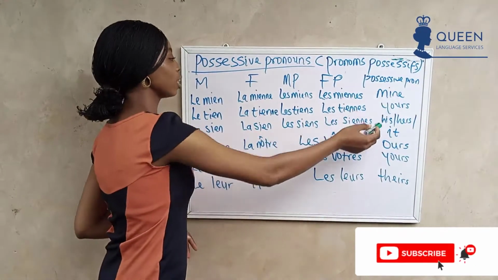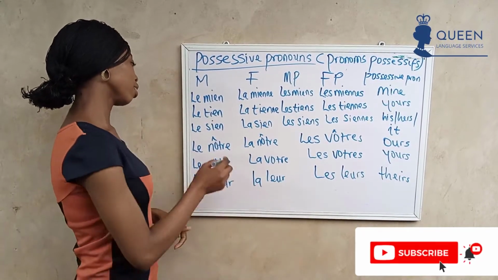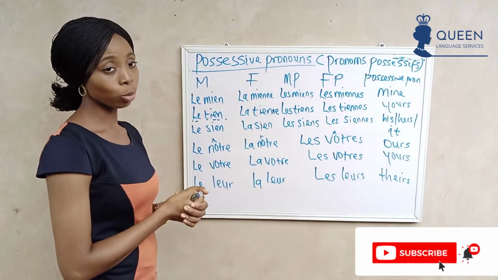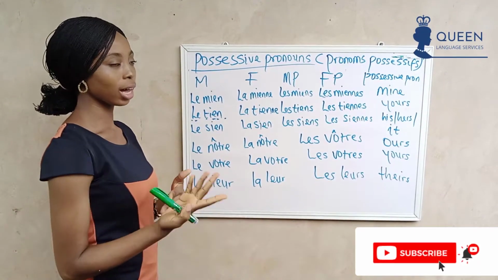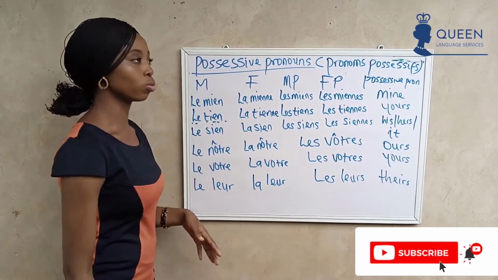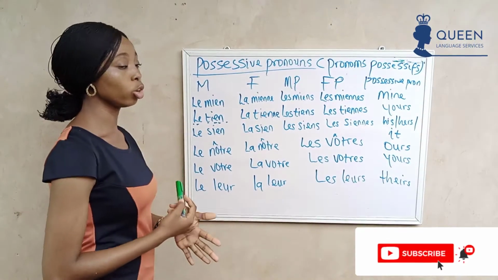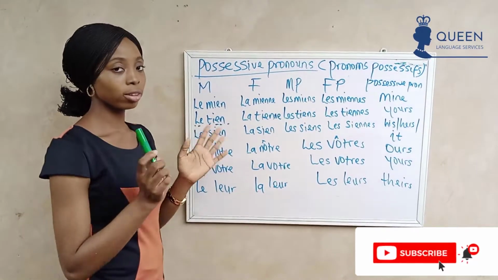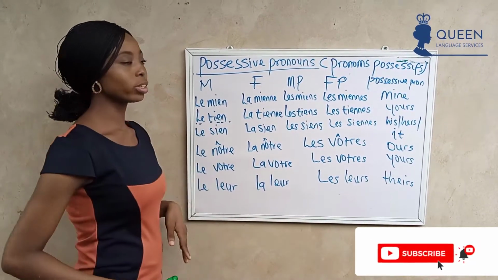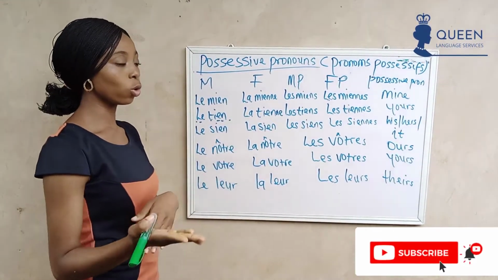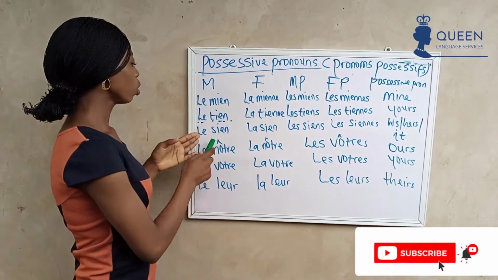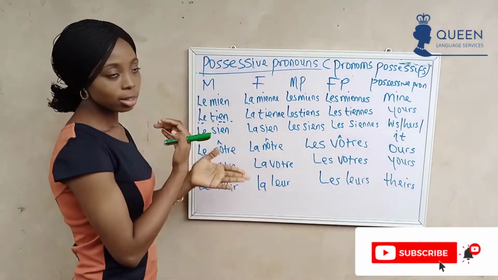And this means yours. This yours is actually referring to someone you have a rapport with, or somebody that is younger than you are, or your age mate. And this other yours here is used for an elderly person, or when you are talking to a group of persons. So let's not get confused. So let's continue. We have le sien, which means his. It is his own. It is our own. So this is how we say it in French language.